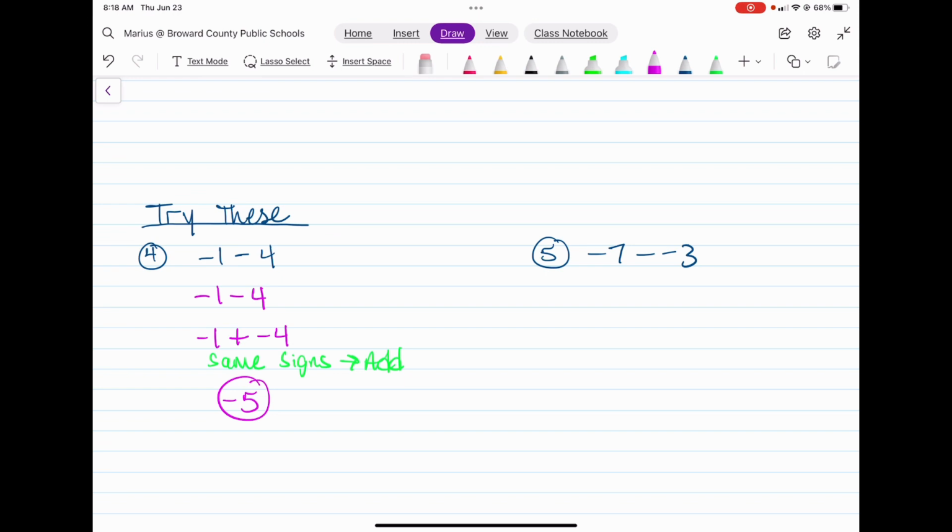Let's take a look at number 5. Number 5 says negative 7 minus negative 3. Subtracting by negative 3 is the same as adding by positive 3. So really, we have negative 7 plus 3. These signs are different. So 7 minus 3 is 4. However, the larger number is negative. So my final answer has to be negative 4.